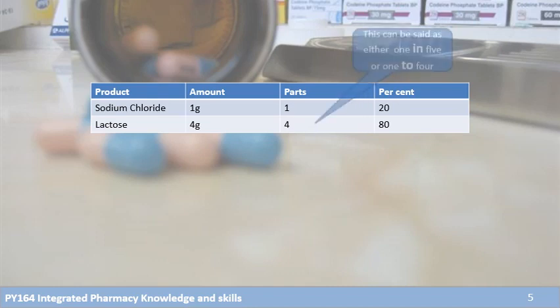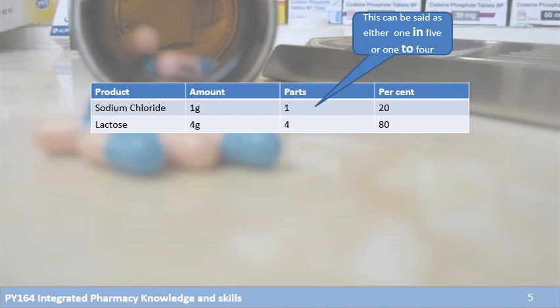If we look at the parts just very quickly, you can see here that it can be said as either 1 in 5, because there are 5 parts in total. So for sodium chloride, one of the parts in the 5 is sodium chloride. Or you can say it as 1 to 4 parts of lactose. 1 part of sodium chloride to 4 parts of lactose. Both are fine and both are equally as valid, but it's important to know which is which and to be aware of that when it's written in a question.